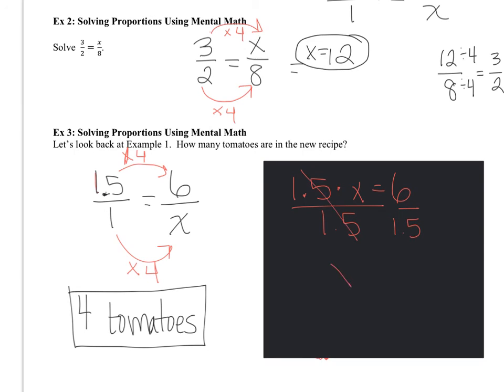1.5 cancels out, so x is equal to whatever I'm multiplying by. I guess I should have used an m because it's different than what I'm finding. I just have to do 6 divided by 1.5. Move that over, add a 0, 15 goes into 60 4 times. That's another way to figure out what you're multiplying by. Okay, that does it.